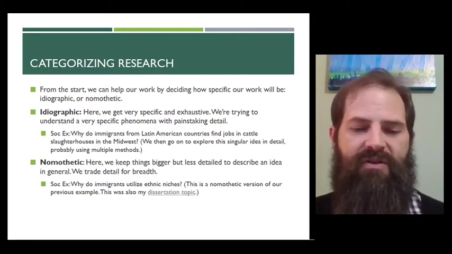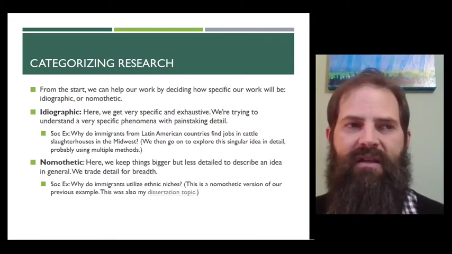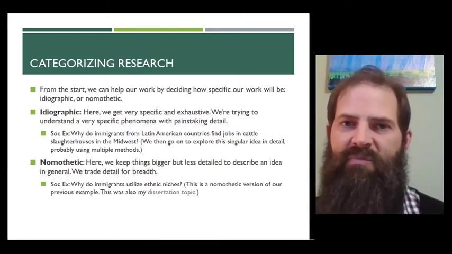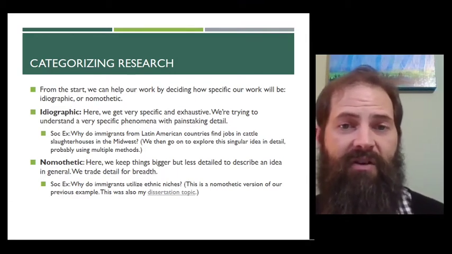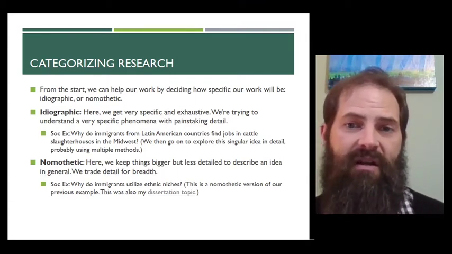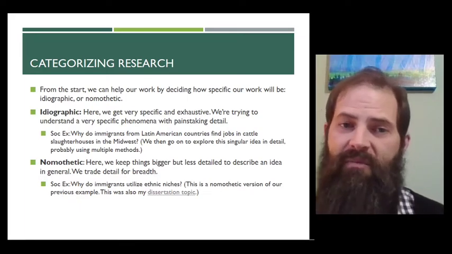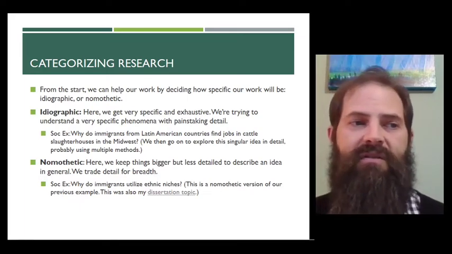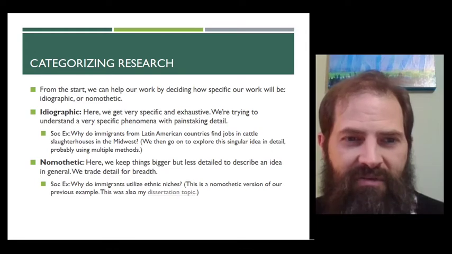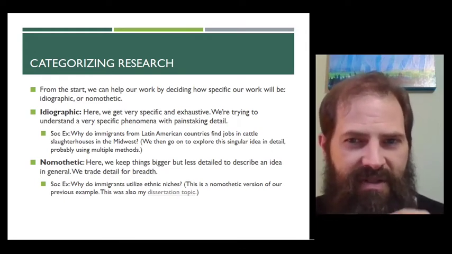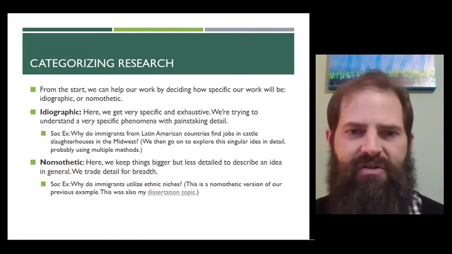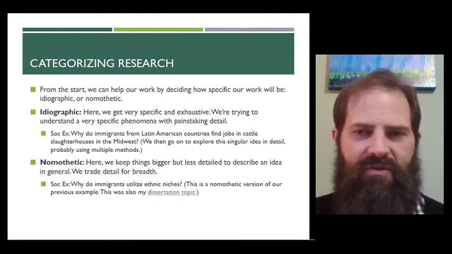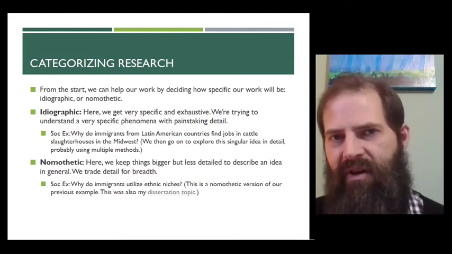With my research, I simply wanted to understand why it is that immigrants came to the United States and worked in specific jobs, something we call ethnic niches. Again, in the first question, the idiographic question, that's also an ethnic niche. Immigrants going in from Latin America and working in slaughterhouses. But that's a very detailed version of it. With idiographic research, we're getting very detailed. You could do interviews, you could do ethnographic research, observations. You could do all these different things, interviews, focus groups, surveys, collect all different kinds of data.